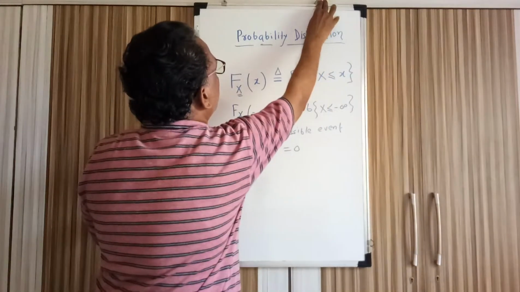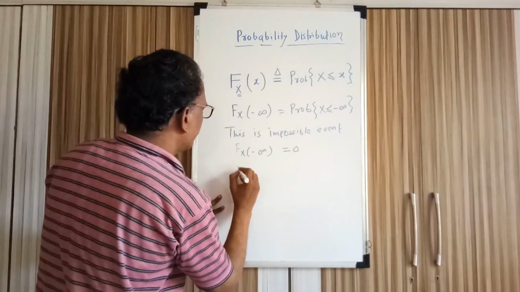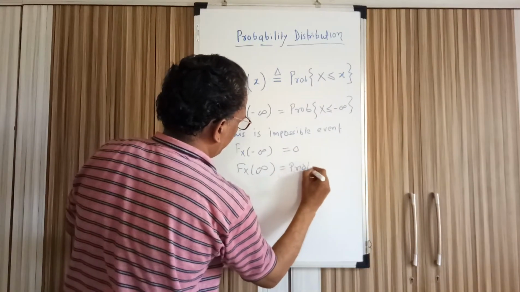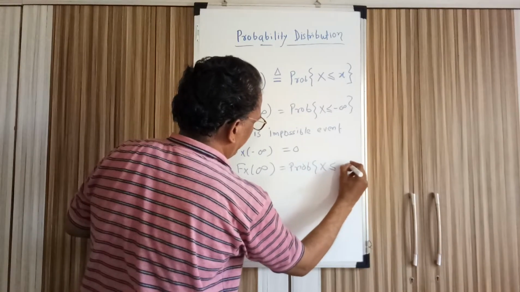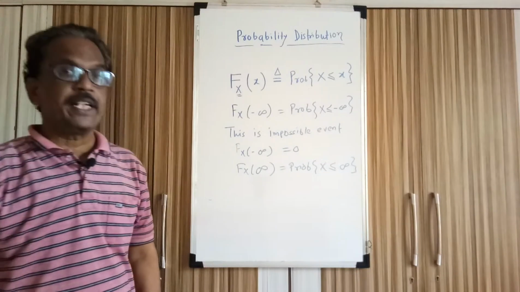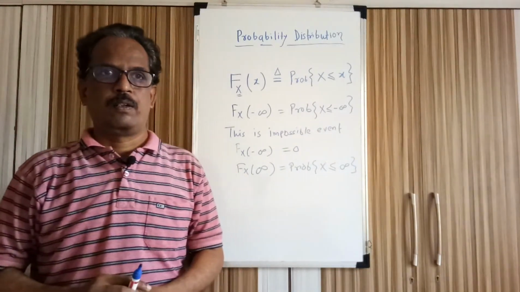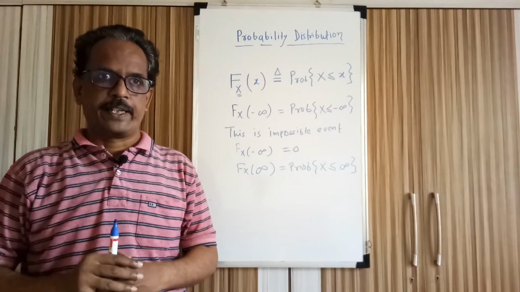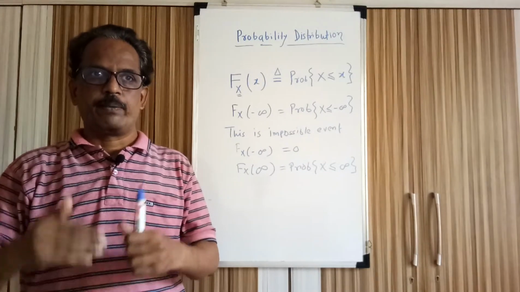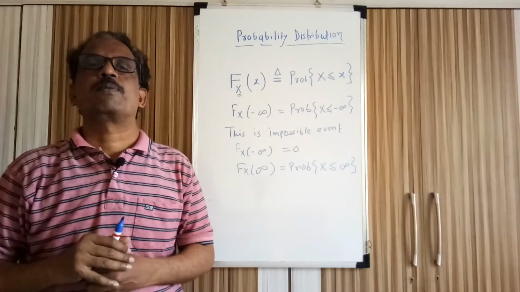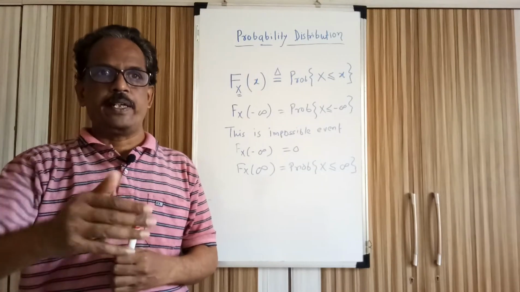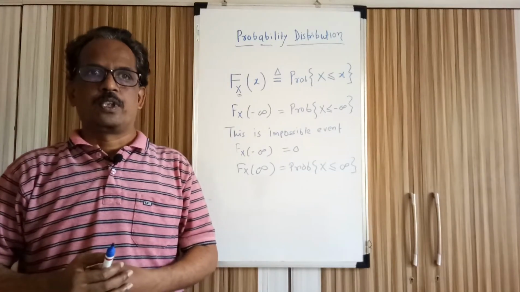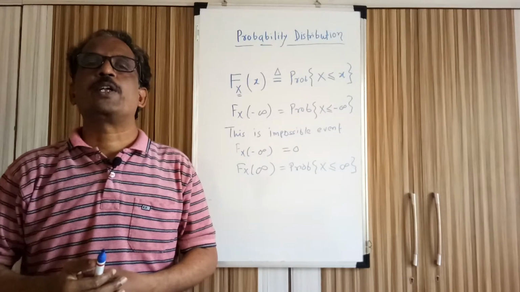Now if I write F_X of infinity, the probability that random variable X is taking value less than or equal to infinity, in this case we know that your entire sample space is coming into picture. Random variable taking value less than or equal to infinity means that, since it is a cumulative distribution function, it is the addition of probabilities of all outcomes. So here it is going to be 1.